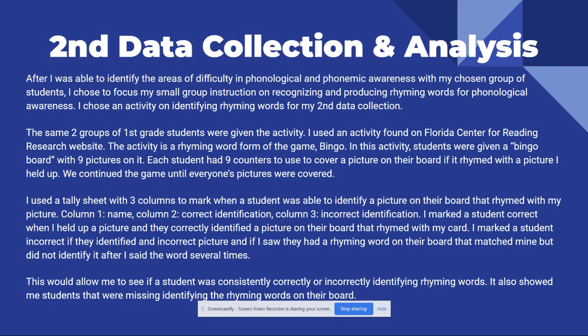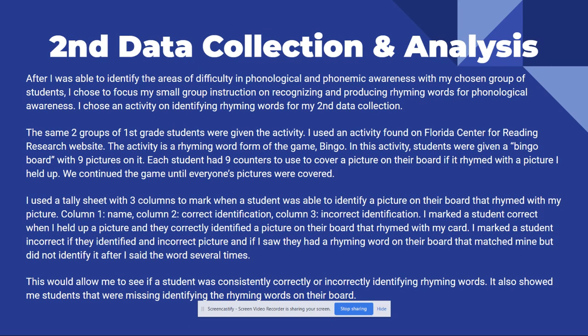The activity is a rhyming word form of the game bingo. In the activity, the students were given a bingo board with 9 pictures on it. Each student had 9 counters to use to cover a picture on their board if it rhymed with the picture that I held up. We continued the game until everyone's pictures were covered. I used a tally sheet with 3 columns to mark when a student was able to identify a picture on their board that rhymed with my picture. So column 1 was their name, column 2 was correct identification, and column 3 was incorrect identification.